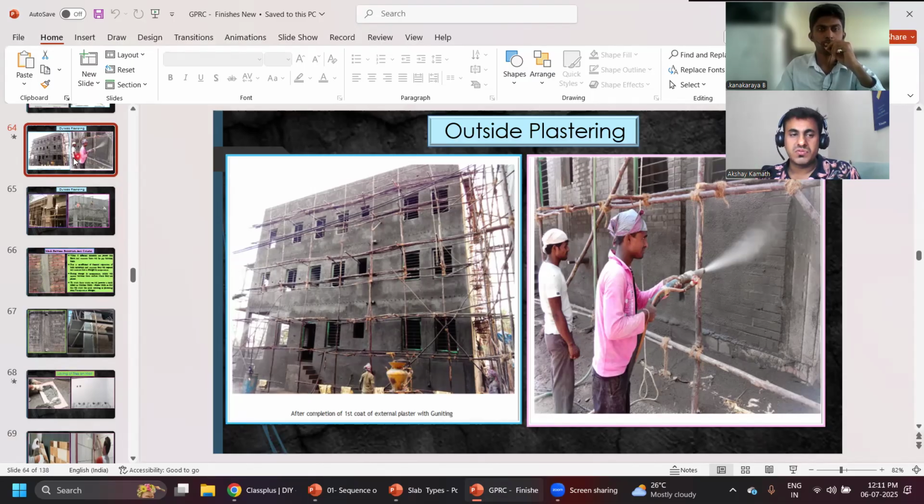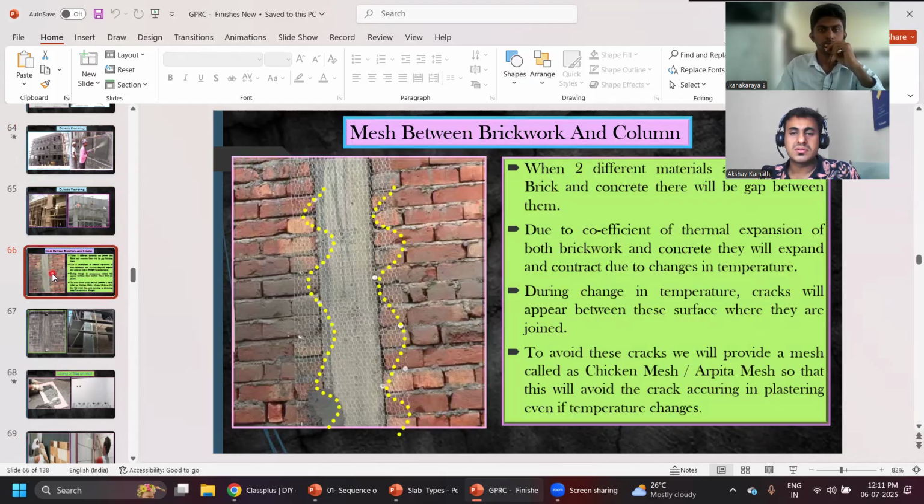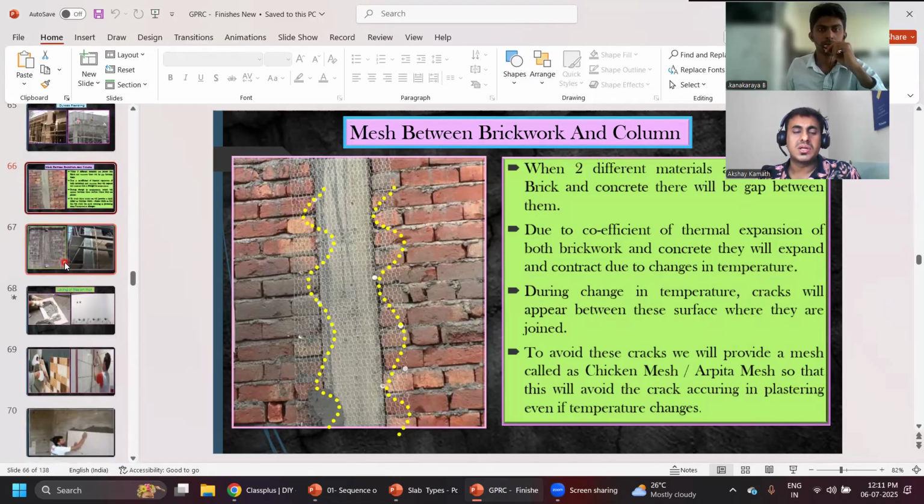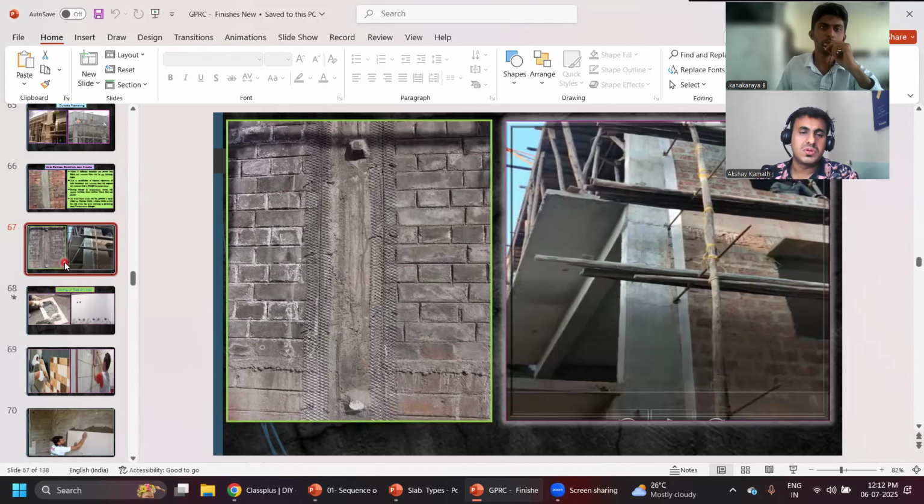Okay, fine. What is the thickness of the outside plastering? Sir, we provide 20 mm. 18 to 20 mm is sufficient. And in one coat you will finish 20 mm? How many layers will you do? I think 2 coats, sir. Yeah, you have to do two coats.